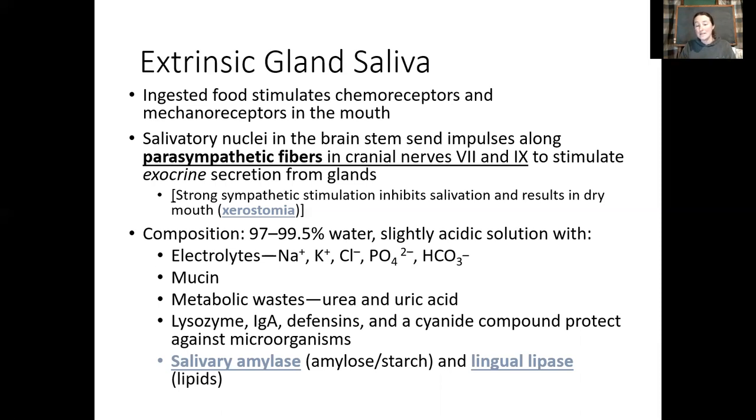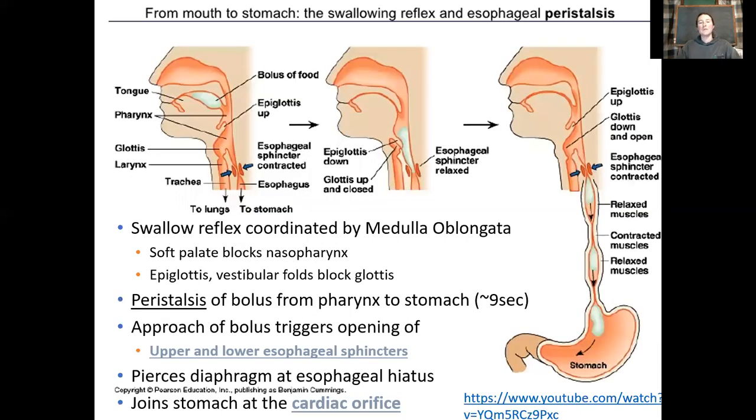Salivary and lingual enzymes are released into your saliva, into your oral cavity, to begin the process of digesting carbohydrates as well as lipids. Okay, we're not digesting proteins. We're not digesting nucleic acids yet. We're only digesting carbs and fats. And so, of course, we chew up this food. We use our tongue and our teeth to manipulate the food into a bolus.